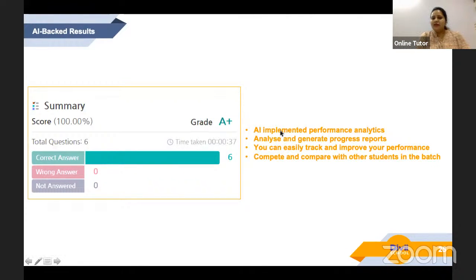So at Divii, we provide you AI implemented performance analysis, analyze and generate progress reports. This is what our system does on its own. And this system is owned and created by Divii itself. It is not outsourced. So it becomes very easy for a candidate to track their performance, to compare and compete with other students in the batch.